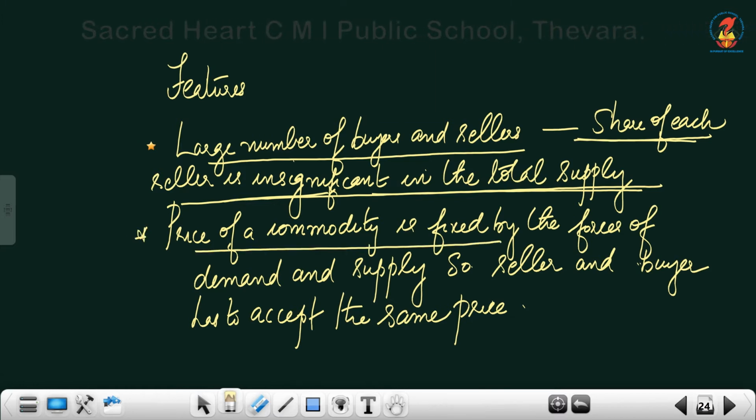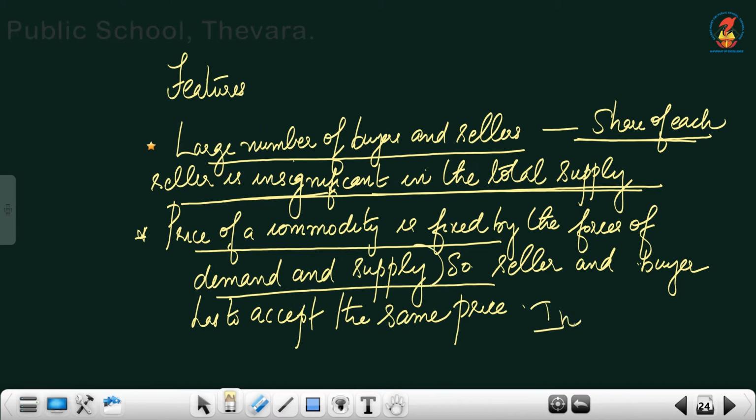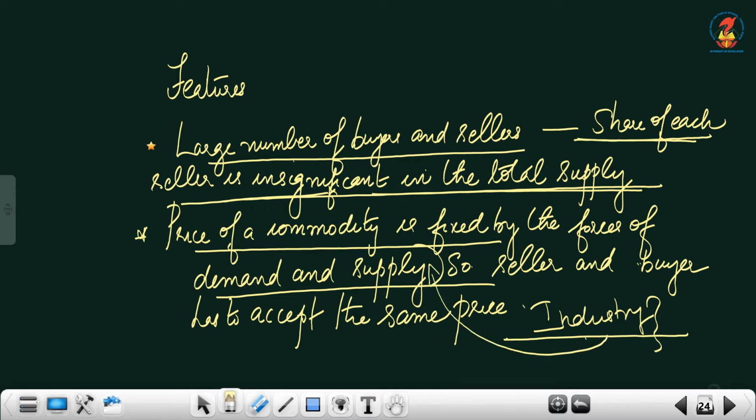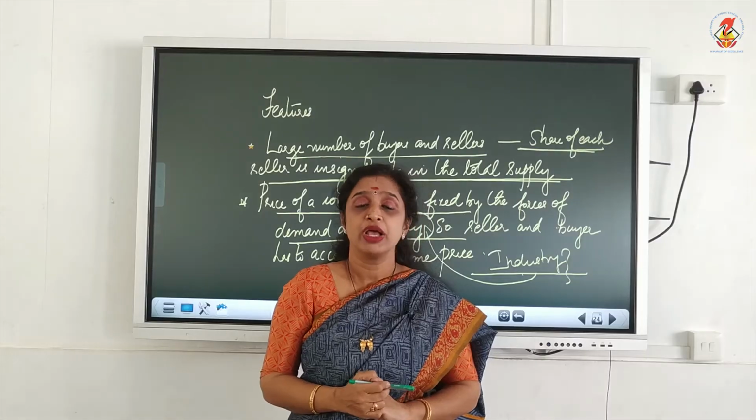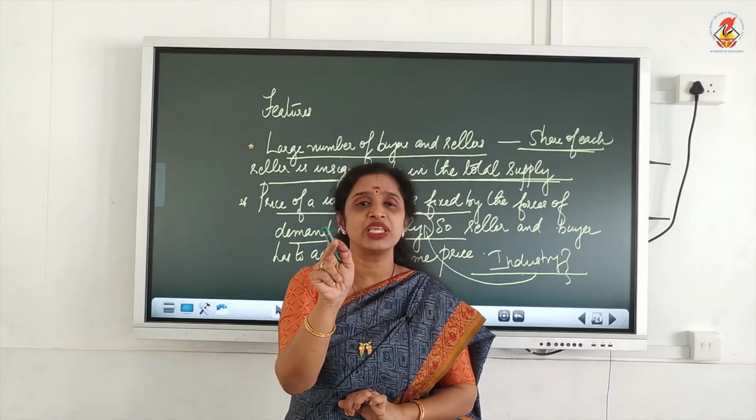Who is fixing the price? The price is fixed by the industry, by the forces of demand and supply. I told you the price will be fixed by a particular industry and others will follow that price. How is the industry fixing that price? Industry is fixing that price due to the forces of demand and supply. So there will be a uniform price. The price of the commodity will be fixed by the industry who is producing that.